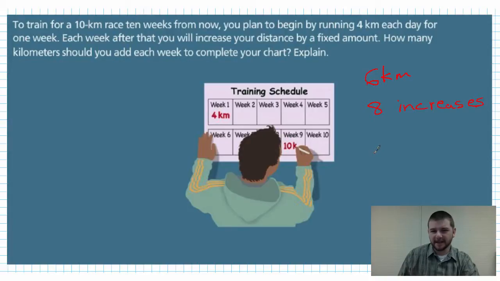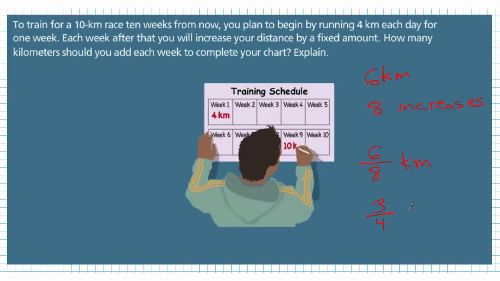Now to find the exact distance we need to increase each week, we take our total distance desired to increase over the period, divided by the number of increases, and we arrive at 6 divided by 8 kilometers. Now, of course, that's not a simplified fraction. We should simplify or reduce. 3/4 kilometer per week.